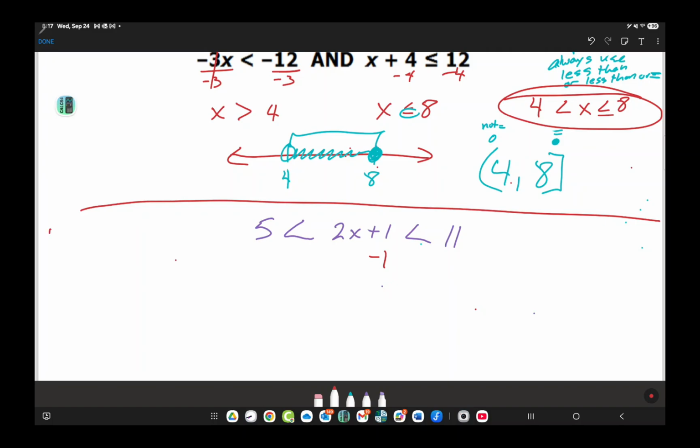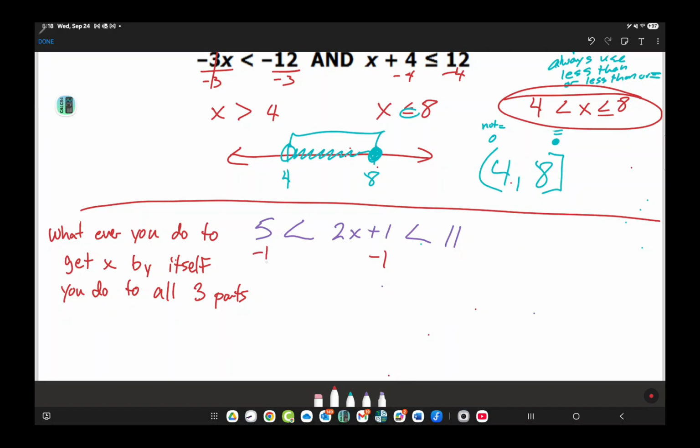So whatever you do to get x by itself, you do to all 3 parts. So we have the middle part, we have the left part, and the right part. So 5 minus 1 is 4. 2x, the 1's now gone. And 11 minus 1 is 10.